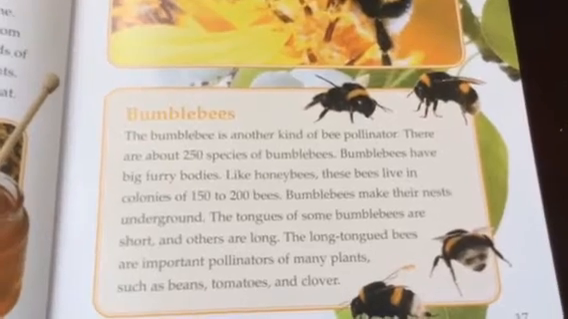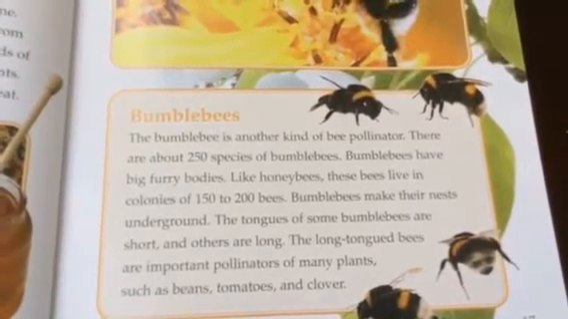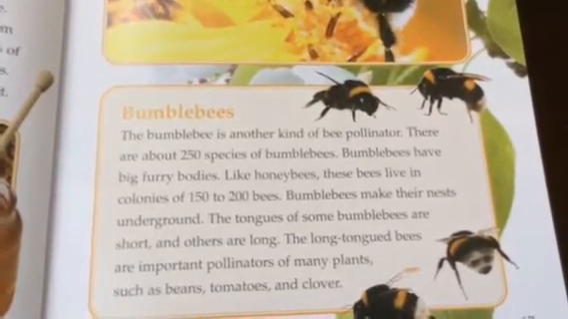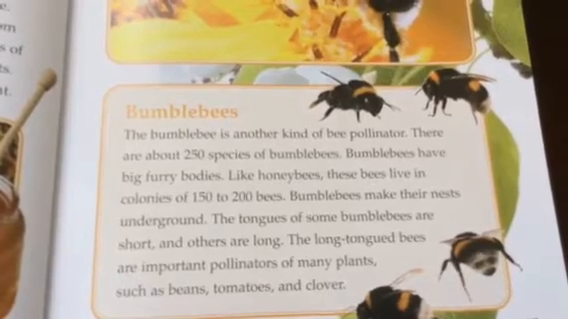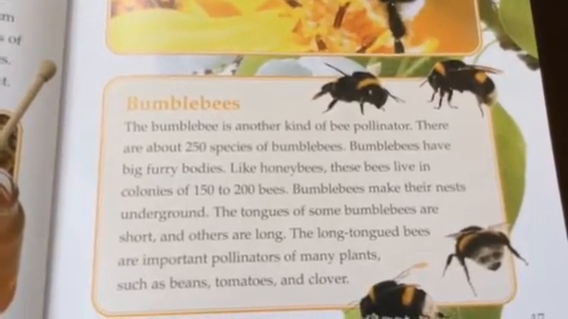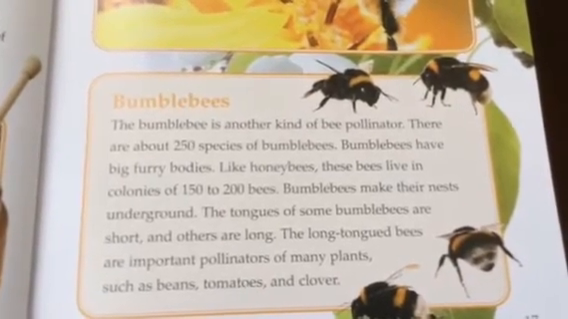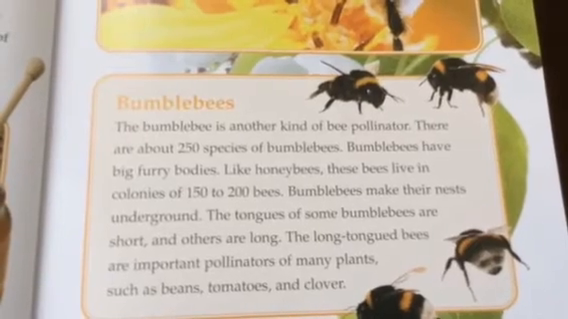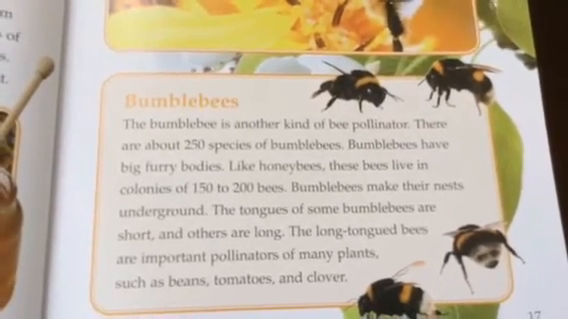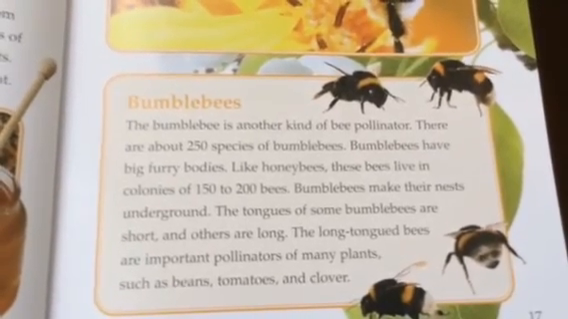Bumblebees. The bumblebee is another kind of bee pollinator. There are about 250 species of bumblebees. Bumblebees have big furry bodies. Like honeybees, these bees live in colonies of 150 to 200 bees. Bumblebees make their nests underground. The tongue of some bumblebees are short and others are long. The long-tongued bees are important pollinators for many plants, such as beans, tomatoes, and clover.